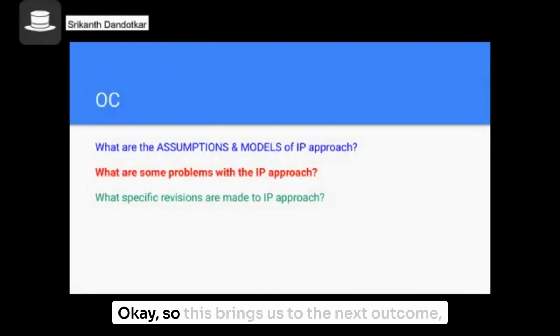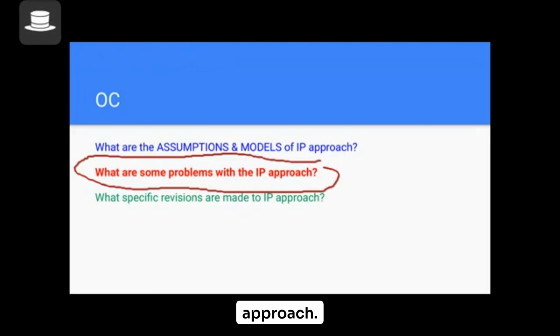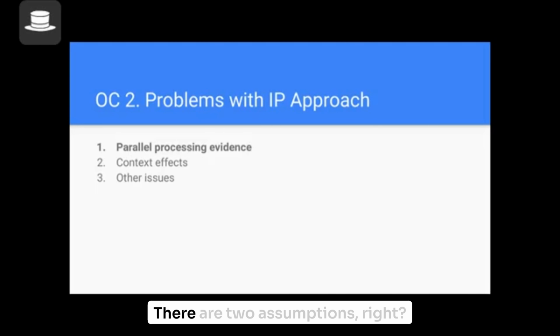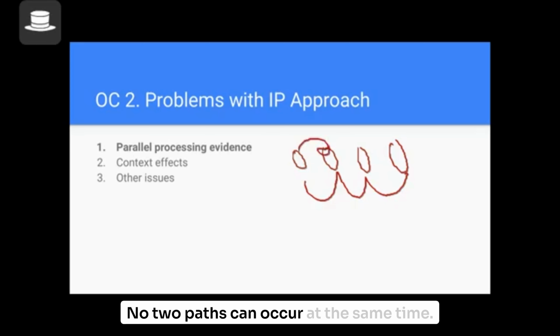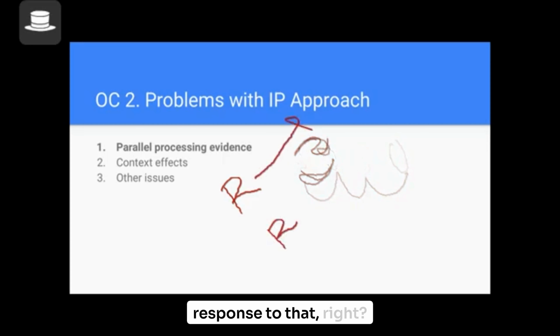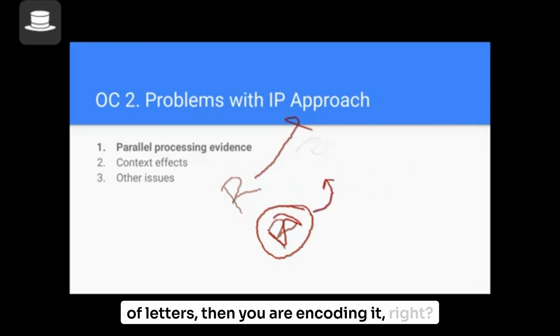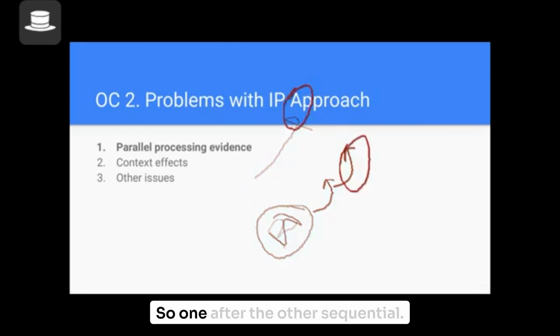Sorry, next slide. Okay, so this brings us to the next outcome, which is the problems with the information processing approach. In this one, we're going to quickly go over some problems with the model. There are two assumptions, right? One is that the things are sequential, first, second, one after the other. No two processes can occur at the same time. That may refer to the same word and also different words. Let's say you're reading a word, you've made a response to that, right? When you are reading another word or a string of letters, then you are encoding it, and responding to it. The idea is that no two processes can overlap. So one after the other is sequential.